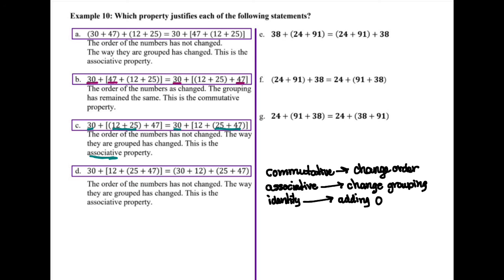Okay, on the last one here. So let's see, 30, 30, 12, 12, 25, 25, 47, 47. Order has not changed, so it's not commutative. So are they grouped differently? Here 30 is out by itself. Here it's grouped with the 12. So the grouping has changed, and it's the associative property.